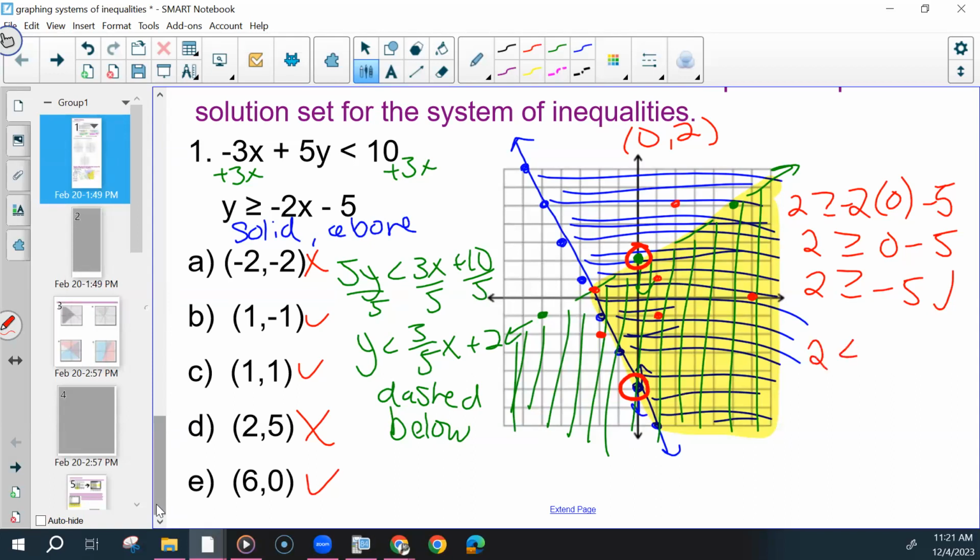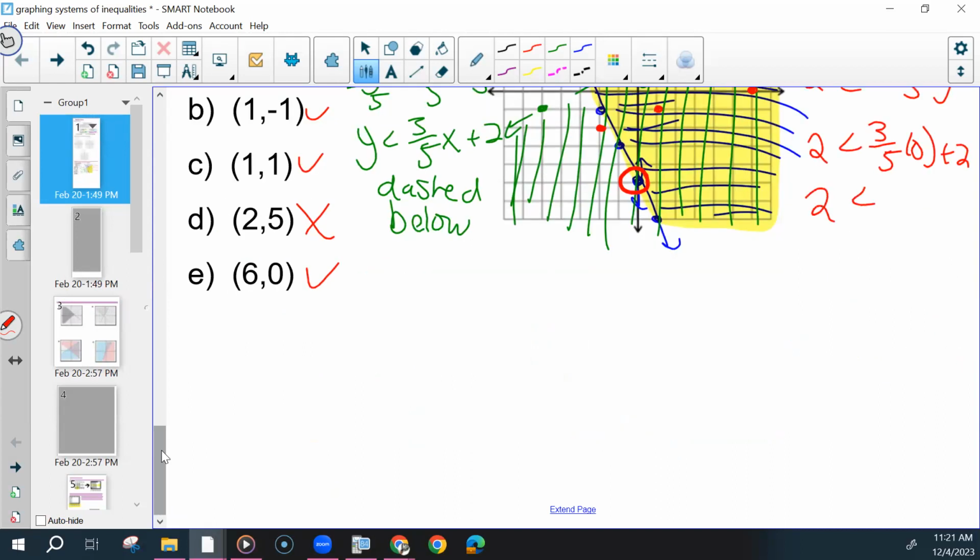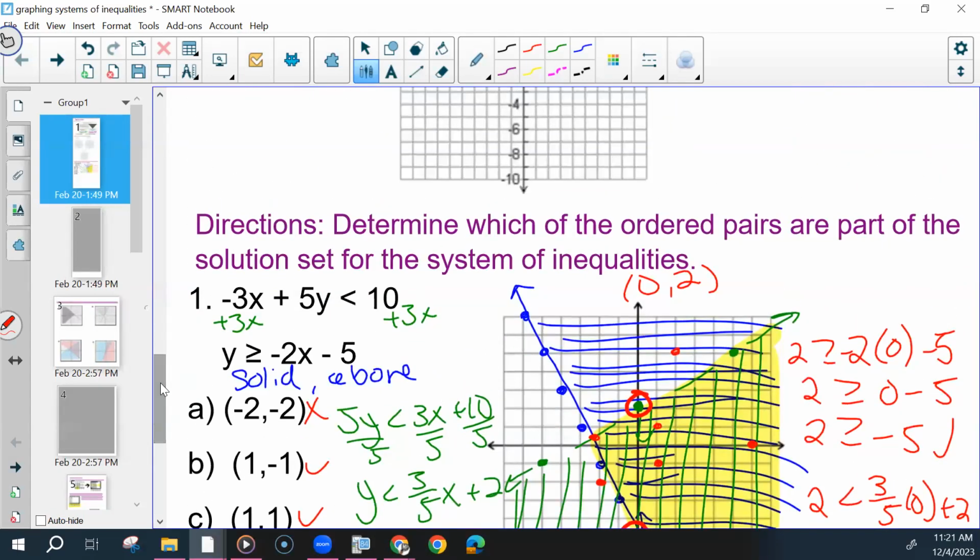So 2 is less than 3/5 times 0 plus 2. If I put that in, then I get 2 is less than 0 plus 2, and then 2 is less than 2. Is this a true statement? If it's equal to, then yes. But because that is not, one of them doesn't apply, so it can't be a solution. Questions about that? Go on to the next page.